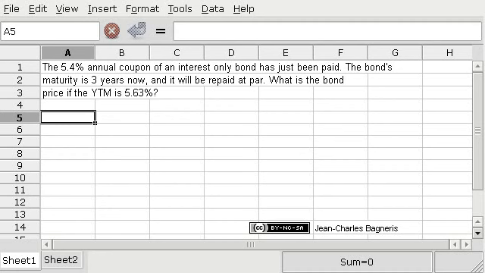As with any kind of debt, interest has to be paid on the debt, and then the principal of the debt has to be repaid. Most bond issues are interest-only loans. That means that during the life of the loan, interest is paid regularly. Here in our example, it's an annual coupon. That means that interest is paid every year.